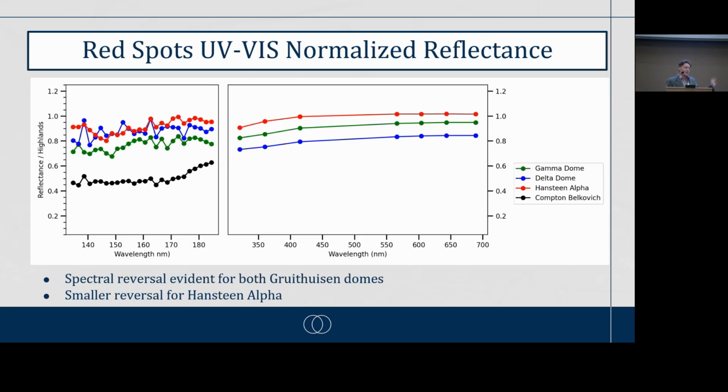Next. So then, as we see, Compton-Belkovich is missing, but we see the spectral reversal is clear for the Gruithuisen domes. So they do this bit of a switch from the UV through the vis. So we have LAMP on the left and then WAC on the right. There's not really a reversal for Hansen Alpha. So when we normalize it to this background highland region, it is relatively flat. So what this might mean is that perhaps the spectral reversal has ties to silica composition, and if we were to see Compton-Belkovich, it would likely have a large reversal as well.